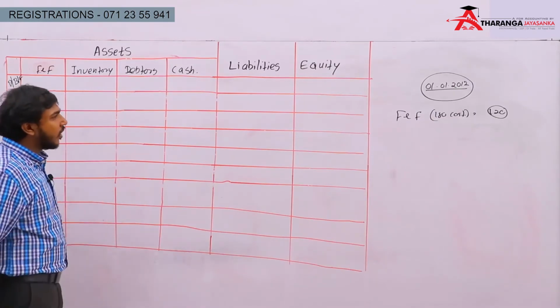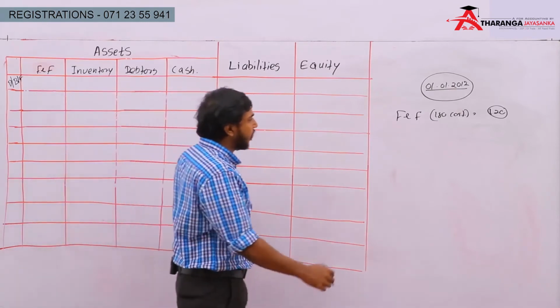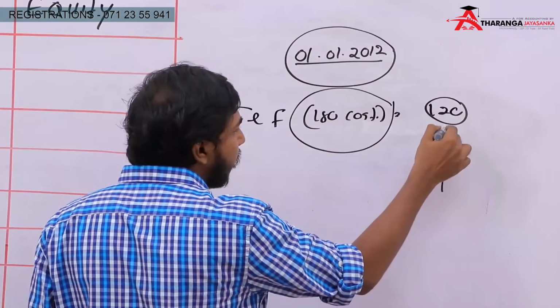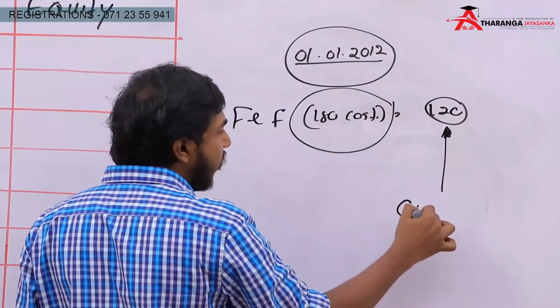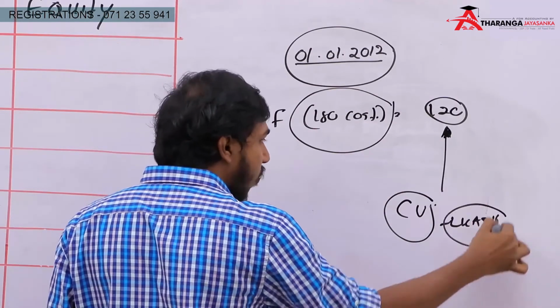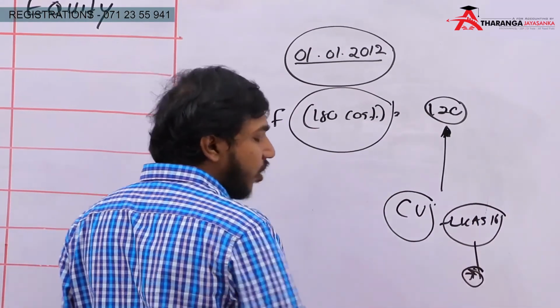What are we supposed to record? This 180 is cost. But this 120 is carrying value. So come to the LK 16 lesson, I will be explaining this more. It's one of the key important lessons in your syllabus.